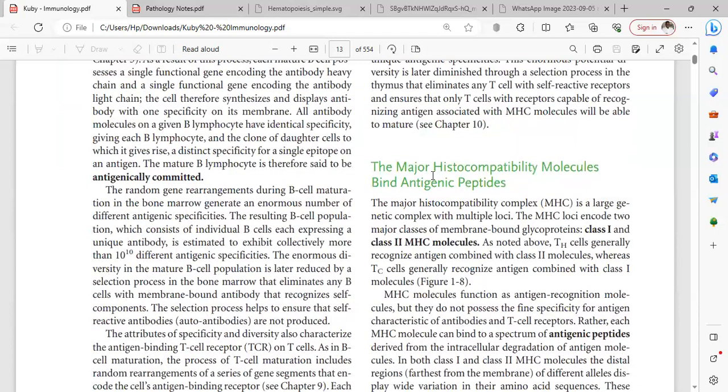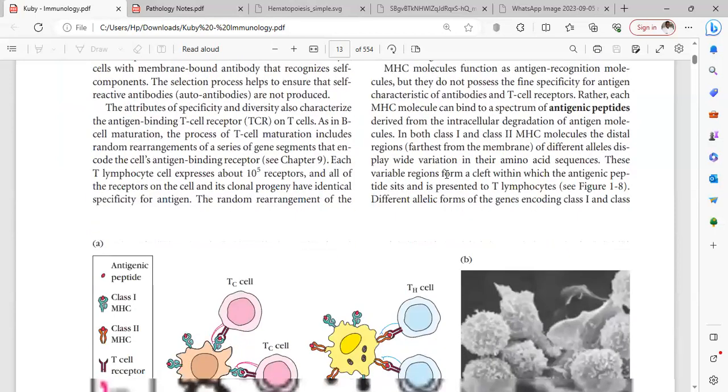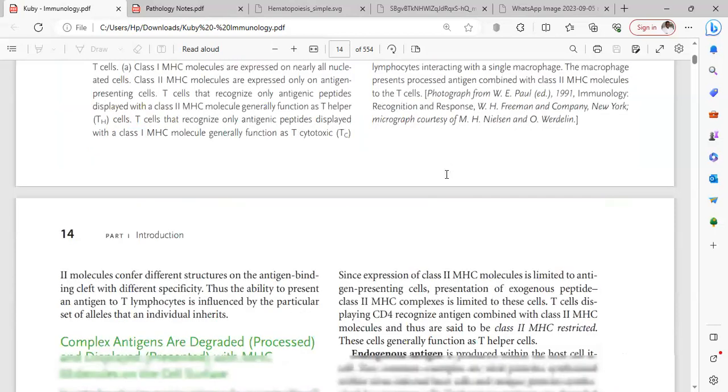We'll talk maybe much later about MHC, but it was not part of the guidelines. So I don't know if we'll get to it, but if we have time, we'll go through MHC.